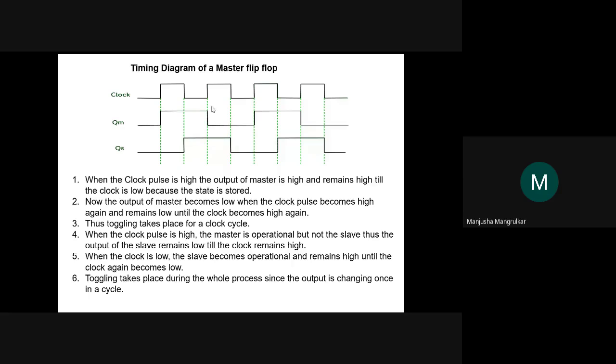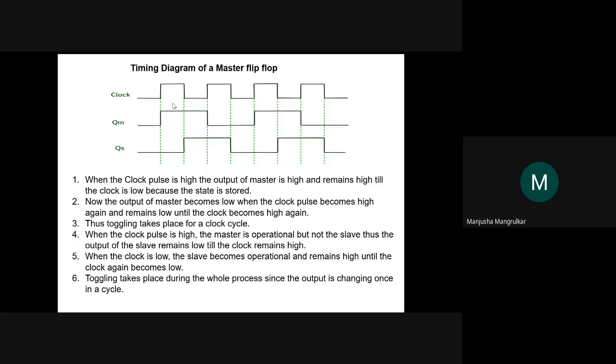When the clock is low, your Q's slave will start activated, right? When the clock is low, the slave becomes operational and remains high until the clock becomes low again. When the clock is low, then your Q output starts low. So this toggles high and low over 2 clock pulses, right? The toggle takes place during the whole process, since the output is changing once in a cycle.